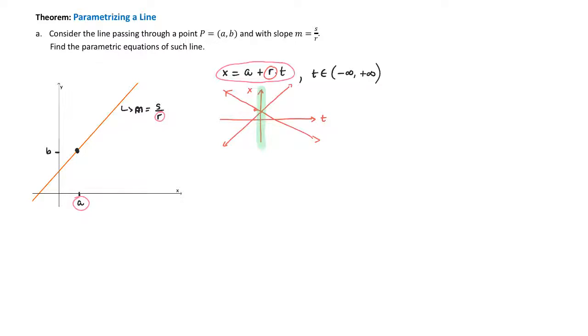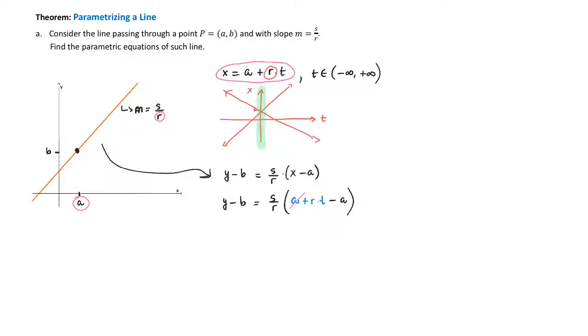Using the point slope form, we know that this will be y minus b. This will be the equation of this line: y minus b equals the slope times x minus a. So this is the equation of this line in point slope form. Now I will do my substitution of the expression for x. So y minus b equals s over r, substituting x with a plus r times t, minus a.